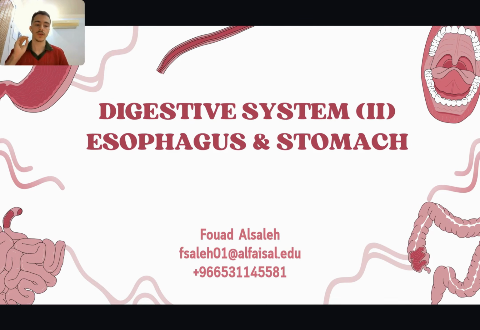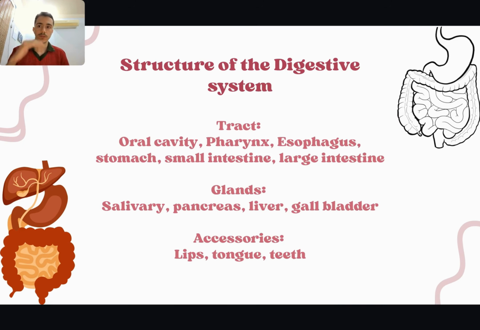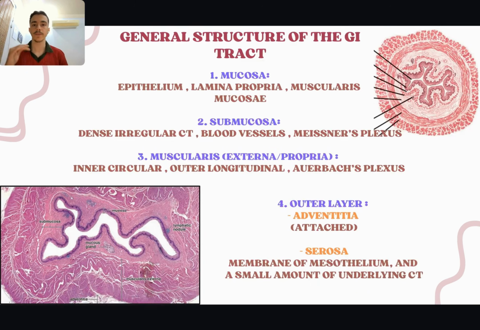So for our first lecture for the second TBL, which is going to be digestive system 2, esophagus and stomach. Tamam. Again, this slide you're going to face all along all the lectures: tract, gland, accessories. We talked about it, it's very easy. Let's go right now to the general structure of the GIT tract.